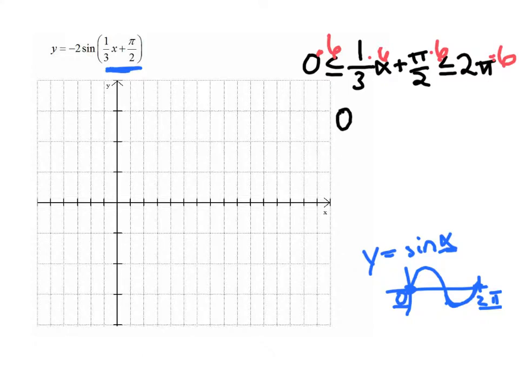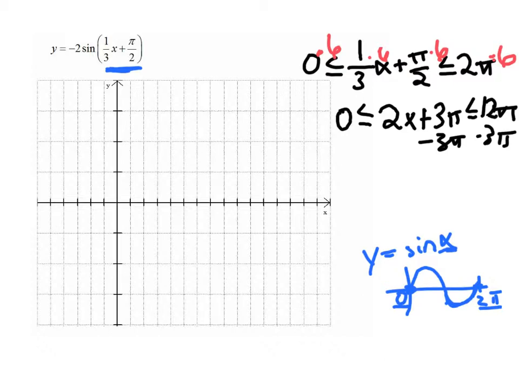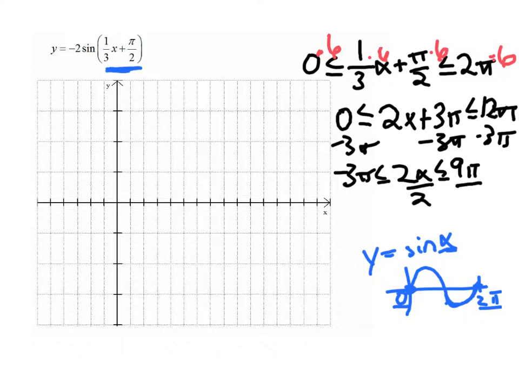So 0 times 6, that's still 0. 1/3 times 6, that's 6 over 3, which is 2. And then 6 divided by 2, that's 3, so this is 3 pi now. And then 2 pi times 6, that's 12 pi. Then I want to get to the graphing, so I'm going to rush through this a little bit. Subtract 3 pi from each part. So we have negative 3 pi less than or equal to 2x less than or equal to 9 pi. And then divide everything by 2 to get x by itself.